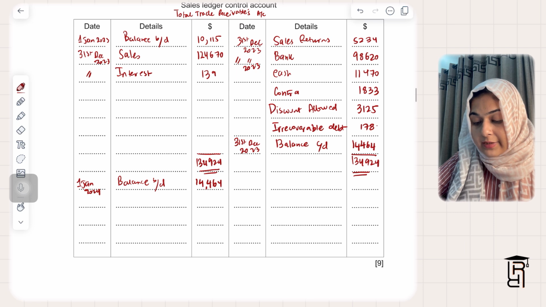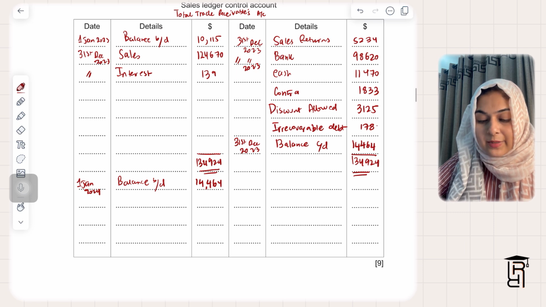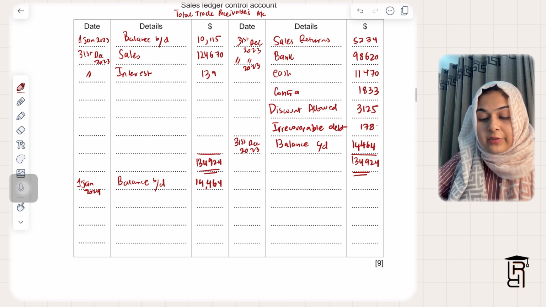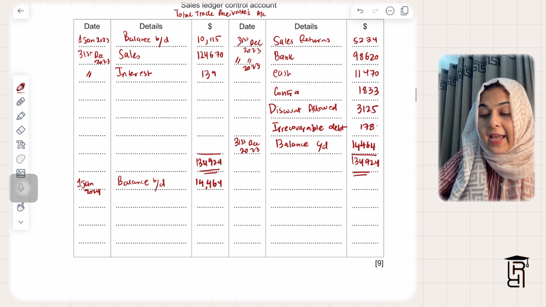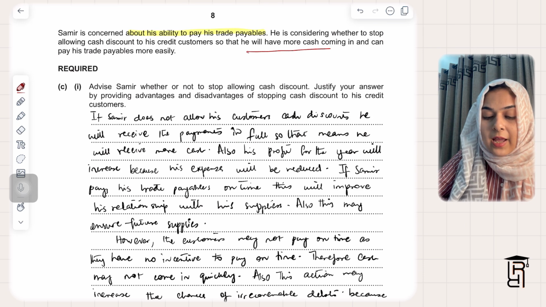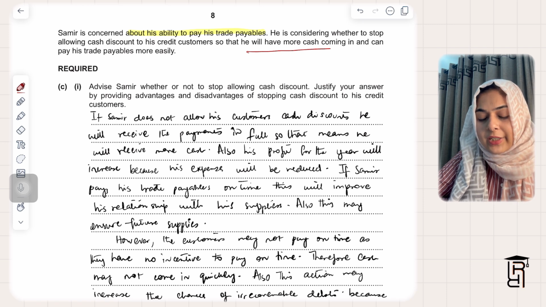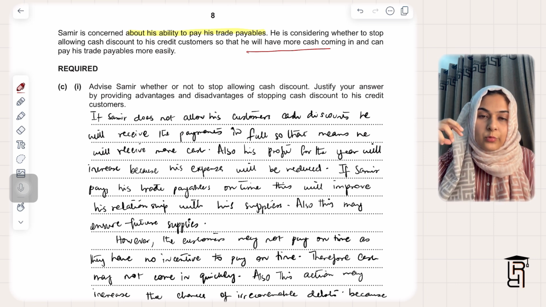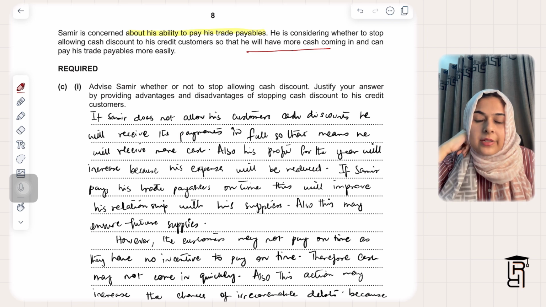The next part says here, Samir is concerned about his ability to pay his trade payables. He's considering whether to stop allowing cash discounts to his credit customers so that he will have more cash coming in and can pay his trade payables more easily. So what Samir is considering here is that we will not allow cash discounts to our credit customers.